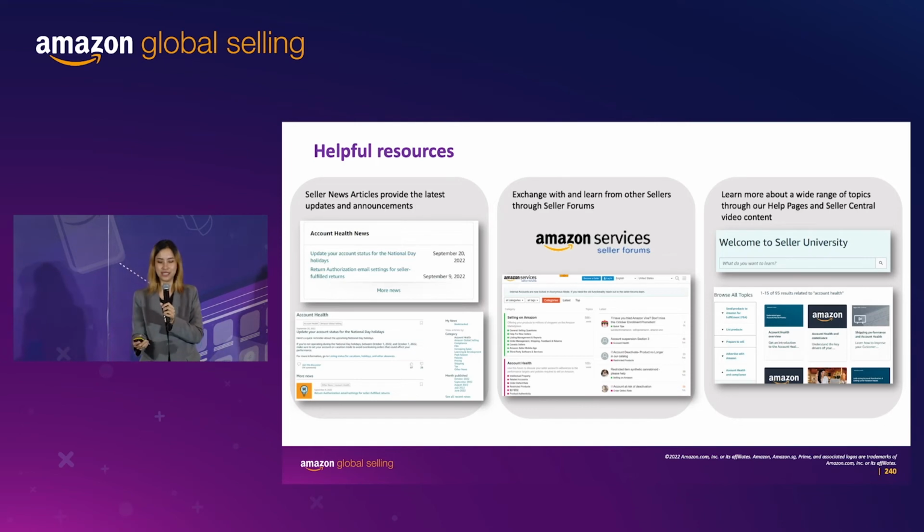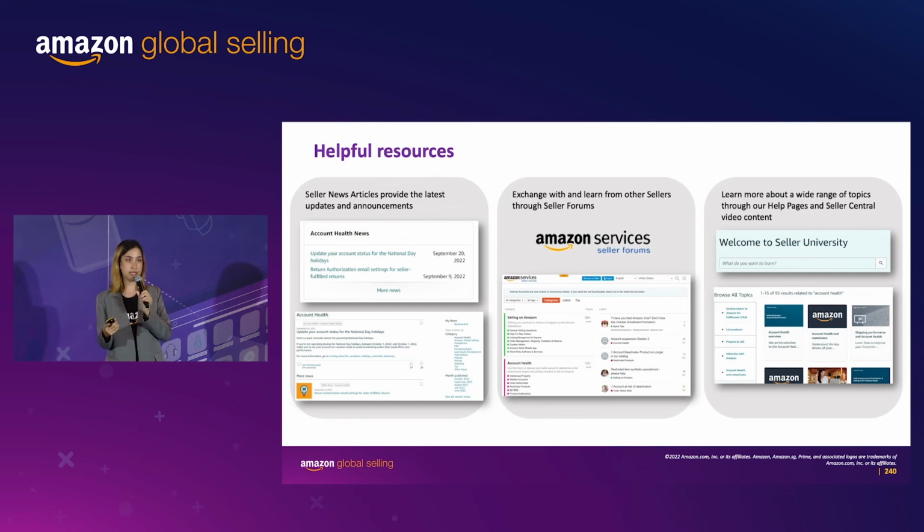Okay, this is actually the last of my slides already. Some helpful resources for you to bookmark. The first is the Seller News articles. It provides the latest updates and announcements. Seller News is available on the homepage of Seller Central, and you can also see it when you go to the Account Health page, as you can see on the left-hand side. It will alert you of any changes to existing policies or new policies that may be required as you continue selling on Amazon.